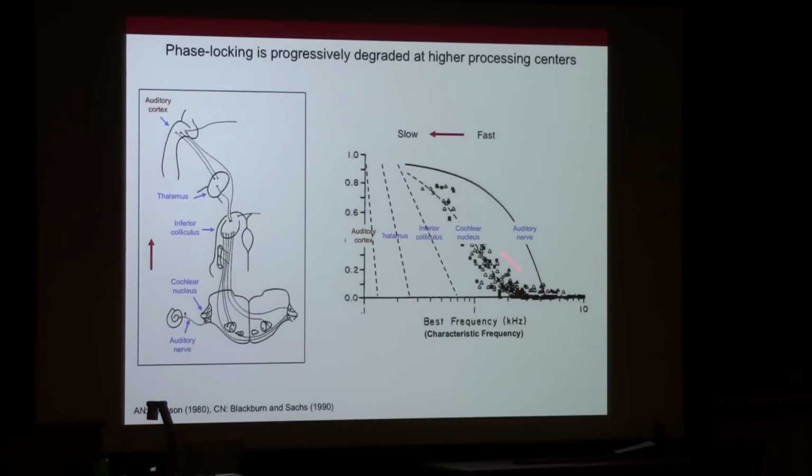Auditory nerve here, cochlear nucleus here. If you move to the inferior colliculus, it is here, thalamus is here, cortex is here. So this is what I mentioned earlier. By the time you reach auditory cortex, the neurons' ability to synchronize or phase lock to the stimulus is about 100 hertz. This is in kilohertz, 0.1 kilohertz, 100 hertz. Okay, what does 100 hertz mean?